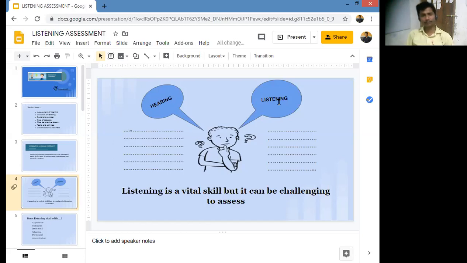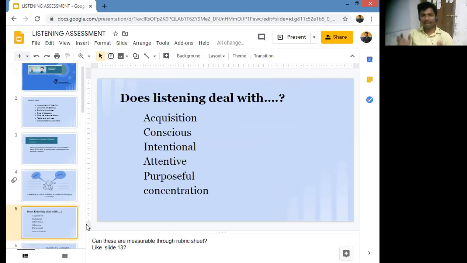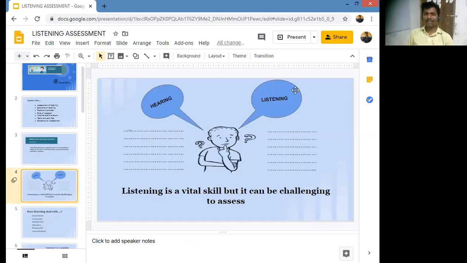And what is meant by listening? The sound which falls on our ears intentionally, the sound which we try to receive from others, if we have some intention, if we have to acquire something from the other's speech, if we are conscious about the other's thoughts, if we are attentive about the other's thoughts or the shared data, if it is purposeful, and if we are listening to that matter with more concentration, then that would be listening.